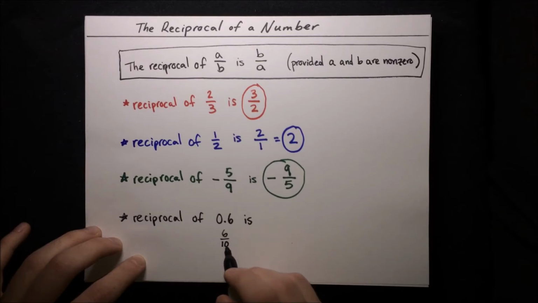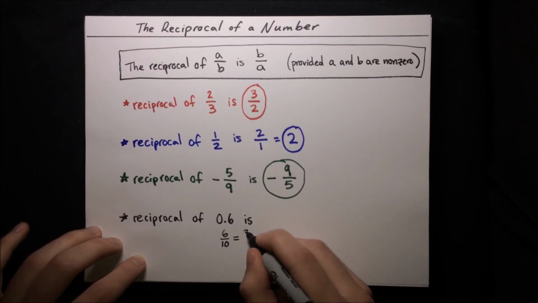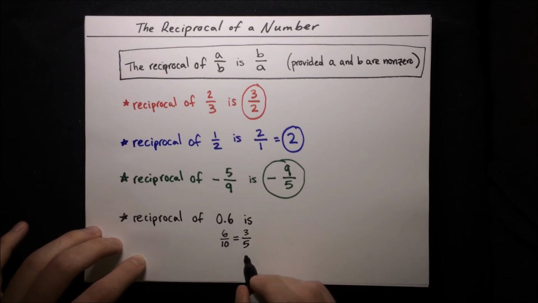And we can simplify this even further. 6 and 10 are both even, so divide top and bottom by 2. 6 divided by 2 is 3. 10 divided by 2 is 5. 3/5. So 0.6 is just the same as the fraction 3/5.